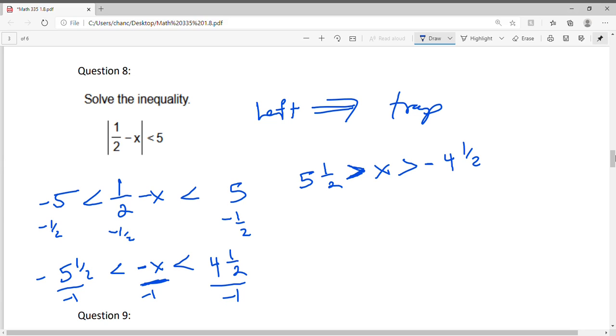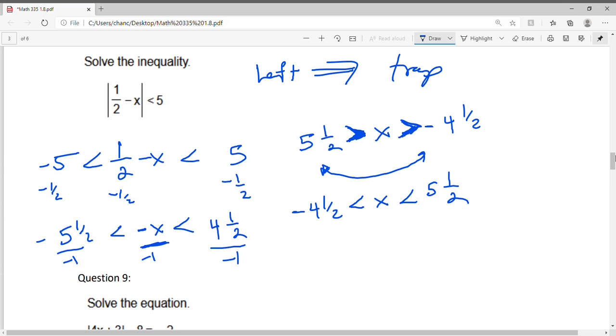Now this doesn't look right to me. Why doesn't it look right? Well, the number on the right is negative. The number on the left is positive. Typically, it's written the other way. So I'm going to rotate this around, but making sure the inequalities point to the same numbers. This is equivalent to negative 4 and 1/2 is less than x is less than 5 and 1/2. So basically I rotated this inequality around, but it's still equivalent. Now you could always convert this, so I can say this is equivalent to negative 9/2 is less than x, and that's less than 11/2.